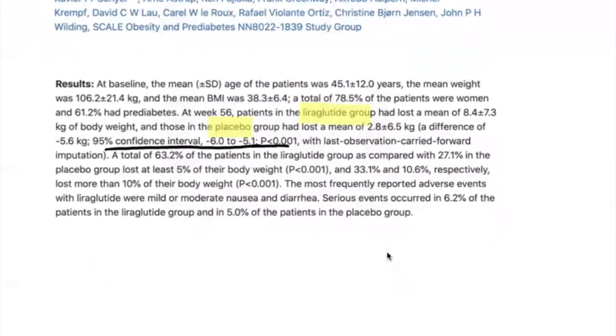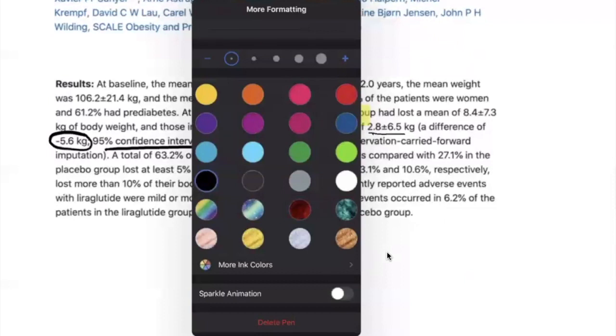So here it says that at week 56, patients in the liraglutide group had lost a mean of 8.4 kilograms of body weight, and those in the placebo group had lost a mean of 2.8 kilograms, which is a difference of negative 5.6 kilograms with a 95% confidence interval of negative 6 to negative 5.1 with a p-value of less than 0.001. So let's see what we think this means.